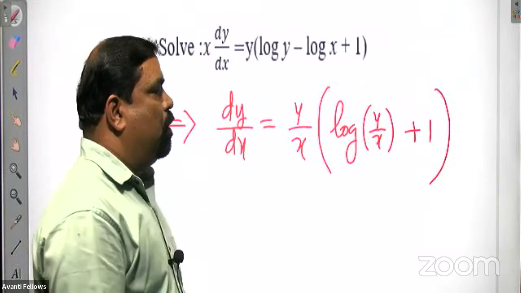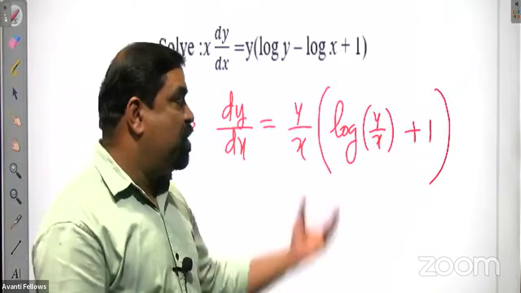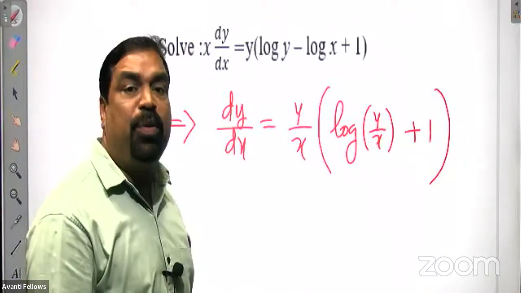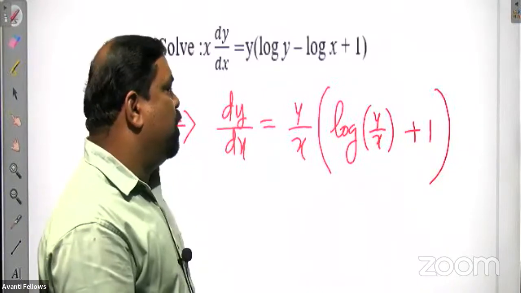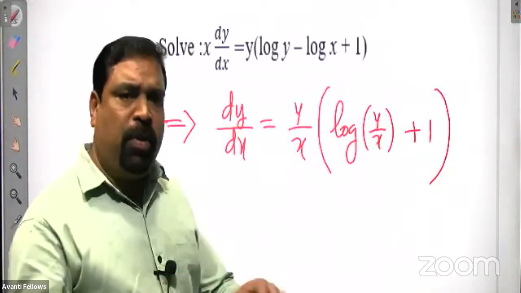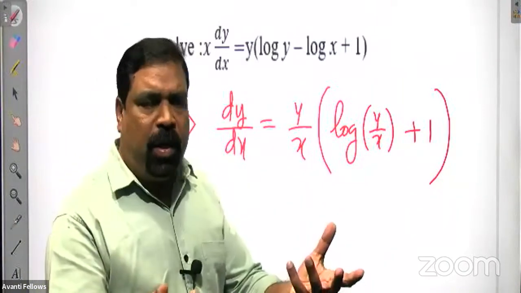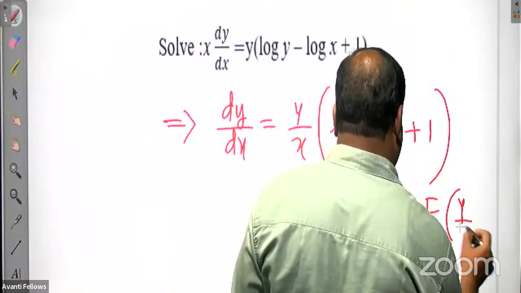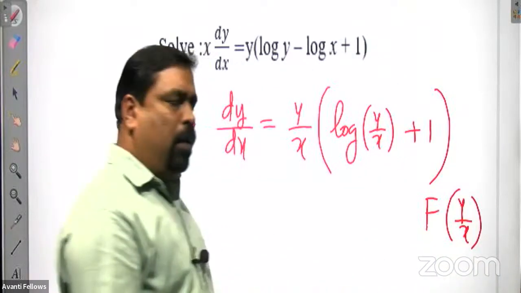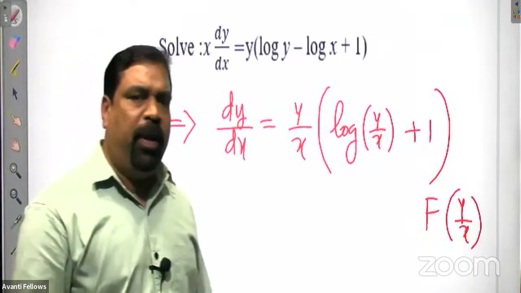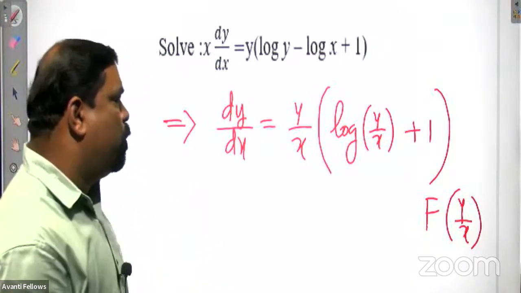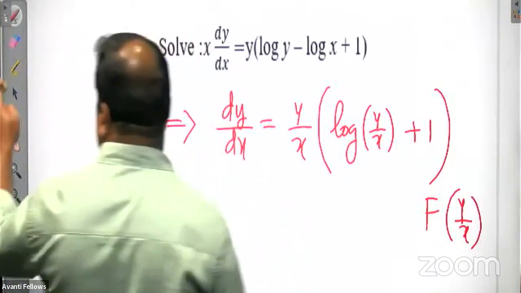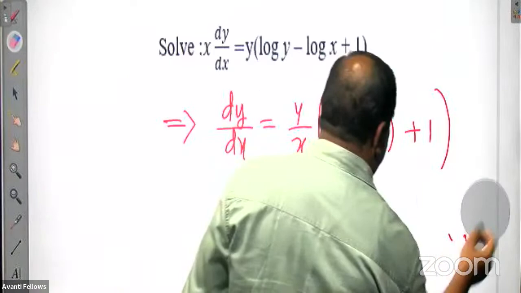So which kind of equation is this one? This is homogeneous, okay? Whenever some function is totally in terms of y by x or x by y, then definitely it will be homogeneous. So homogeneous means we know the method: put y by x equal to v.